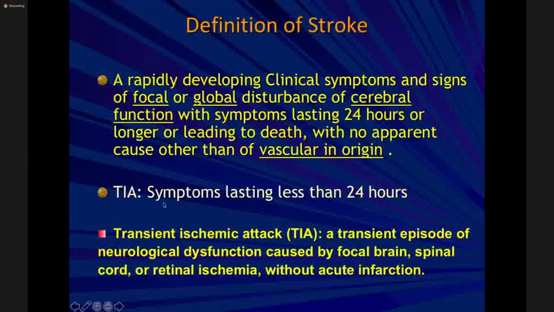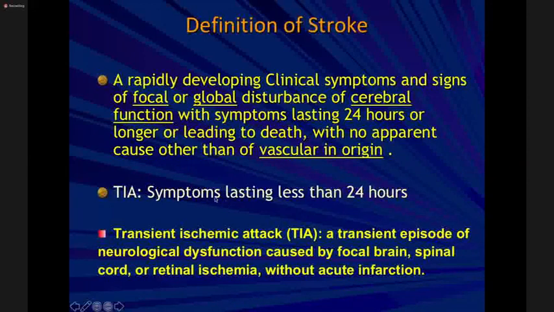If symptoms last less than 24 hours, then we call that a transient ischemic attack. I told you about transient ischemia, and now I'm again telling you about ischemia and infarction. In case of stroke, there is cell death, whereas in case of ischemia, the patients develop symptoms and then they improve.